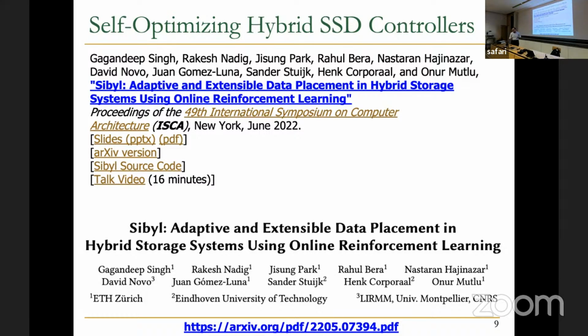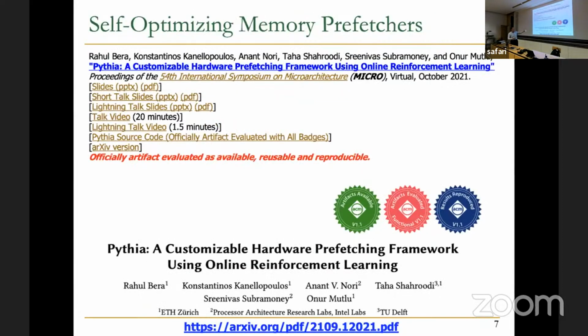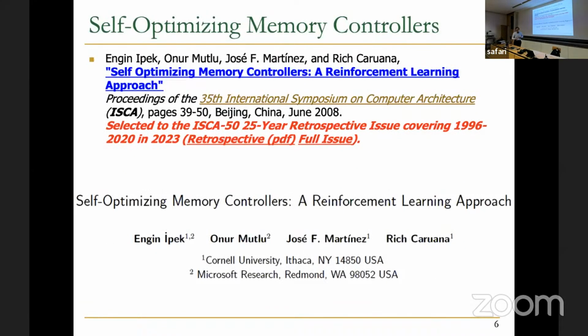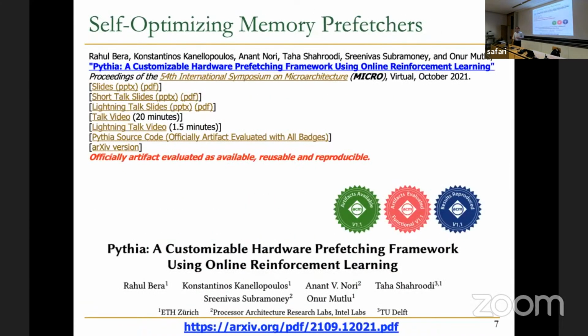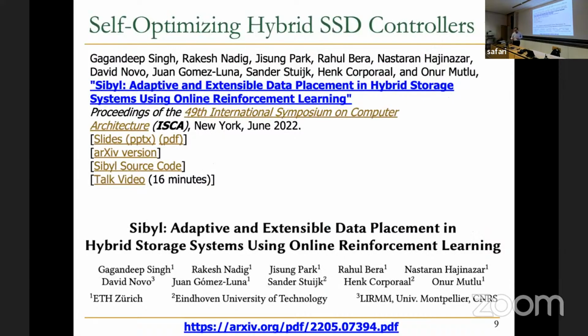Whereas some of these other decisions that we're going to see for like predicting whether a request will miss in the caches, or what to prefetch, or what to schedule next, those are actually quite latency critical. So we're going to embed machine learning inside the hardware so that we can make those decisions. Does that sound good? Okay.